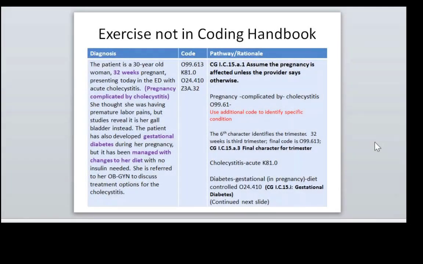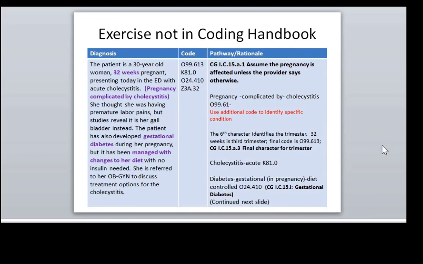Now I want to spend some time on exercises not in the Coding Handbook. This particular exercise is an introduction to pregnancy coding, or OB coding. I think that Chapter 15, the OB codes, are among the hardest in the code book to code. There's just more steps that have to do with that.